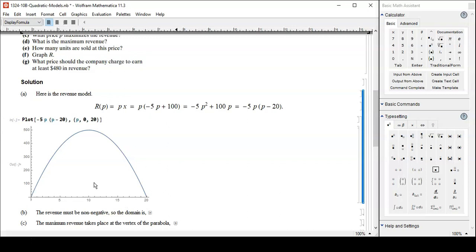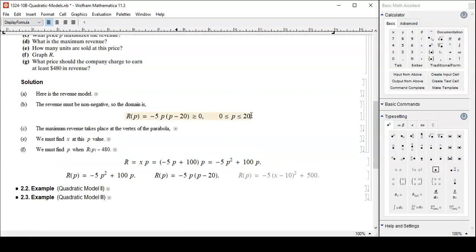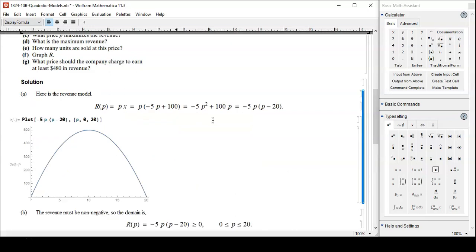The revenue has to be positive, so only this part. And from the picture, you can easily see that the domain is the price between 0 and 20. Make sense? Between 0 and 20. So from the picture, between 0 and 20, but as a matter of fact, to be really precise, it comes from this inequality. You see?